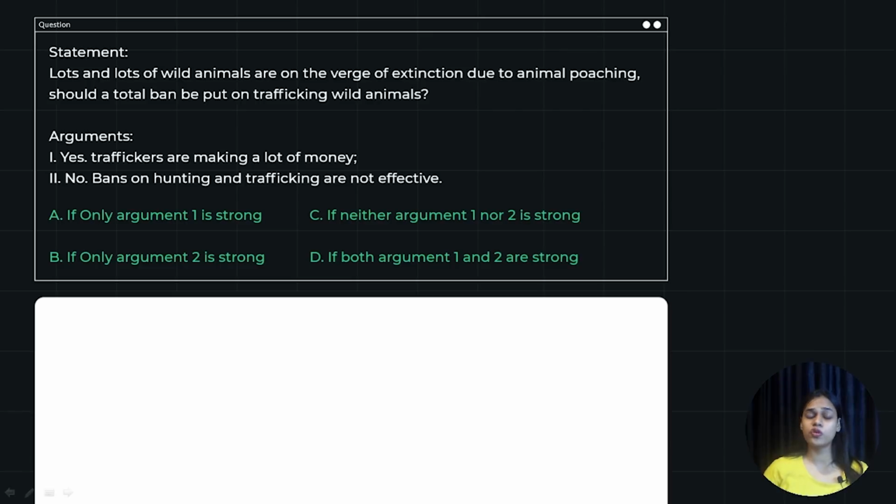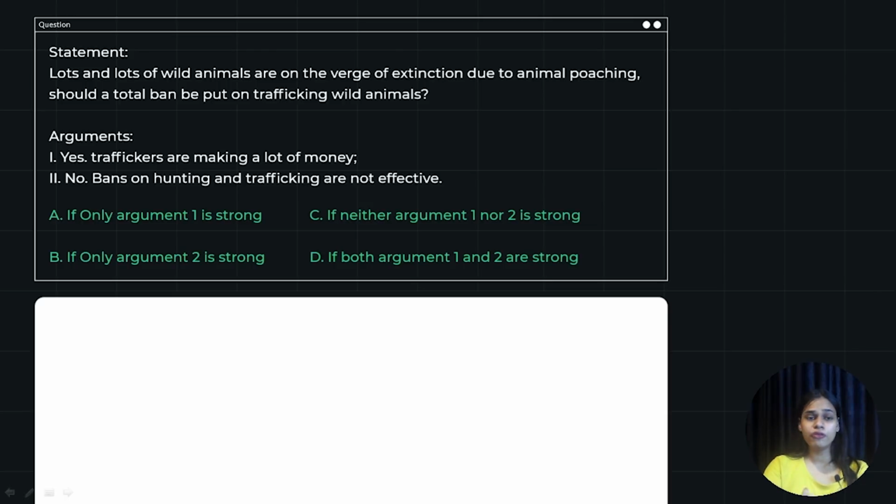Okay, next, moving on. Statement: lots and lots of wild animals are on the verge of extinction due to animal poaching. Should a total ban be put on trafficking wild animals? All right, so the statement is before you and the arguments as well. Please go ahead, try to solve it. It's not going to take a lot of time. And then we will quickly move forward with the main answer.